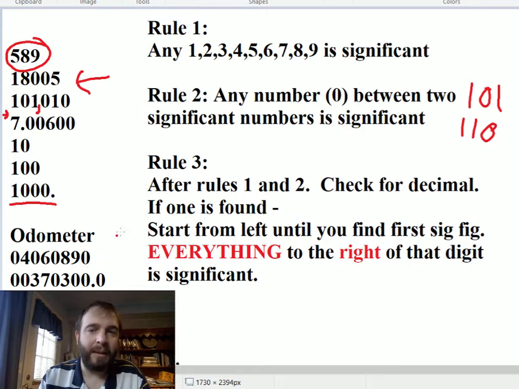Okay, same thing applies. We're going to look at Rule 1. So looking at Rule 1, we see significance here, significance here, significance here, significance here. Okay, so we've got those. Rule 2, anything in between? Well, nothing there, so that can't be. This one's got 2 things on both sides. This has got 2 things on both sides, and this does not. Is there a decimal? Nope. So you're done. This has got 1, 2, 3, 4, 5, 6 significant figures.